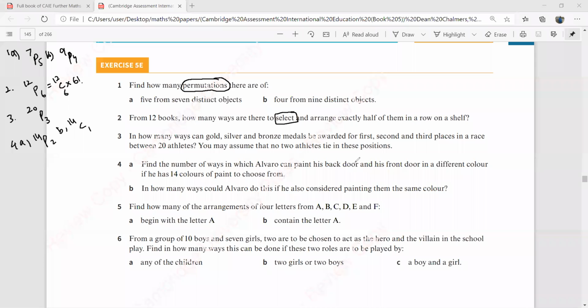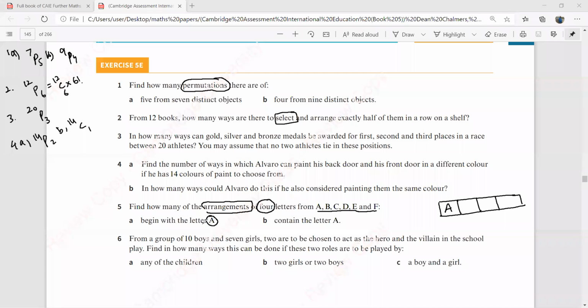Now, there are some interesting questions coming ahead. Question number 5 says, find how many of the arrangements of 4 letters from A, B, C, D, E, and F begin with the letter A. The first thing you must note down is that these are arrangements of 4 letters, and these are 6 letters over here. All these arrangements should begin with the letter A. So if I make a diagram for this, we have A fixed over here.